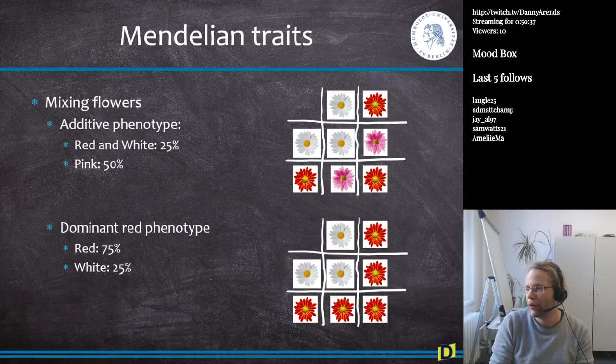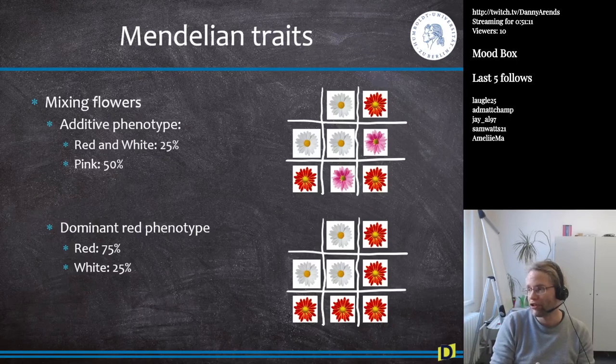Besides the mixture, we also have a dominant recessive phenotype, right? So here's an example where the red phenotype, so the red coloring, is dominant over the white coloring. And so when we then do the cross between these parents, then what do we see? Well, we see that only 25% of the offspring will be white, while 75% of the offspring will be red, right? So if you have an allele which is coding for white and you have an allele which is coding for red, then your phenotype will be red.